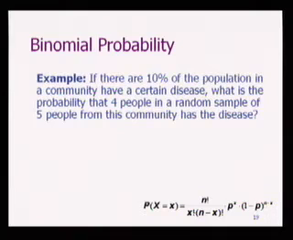This question says, if 10% of people in a community have a disease, what is the probability of 4 people in a random sample of 5 from this community having the disease? Okay. So I'm going to take 5 people from this community. And this is a huge community. And we know that 10% of this community has a certain disease. Okay. We're going to take 5. Is this a binomial experiment?